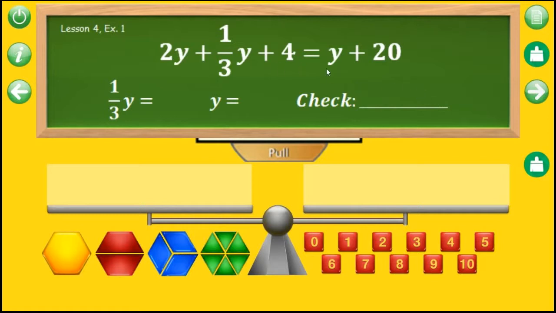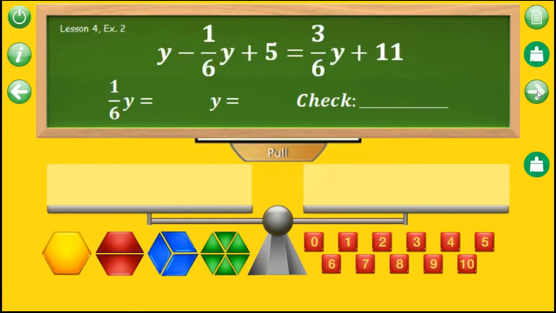You see it up here? Let me show you the second one. This is the second one. Do you have a preference for doing number 1 or number 2? The first one. Okay, let's do the first one.